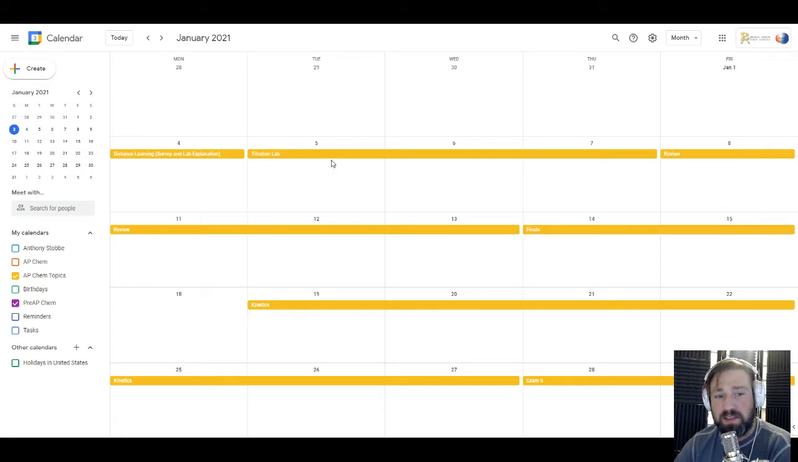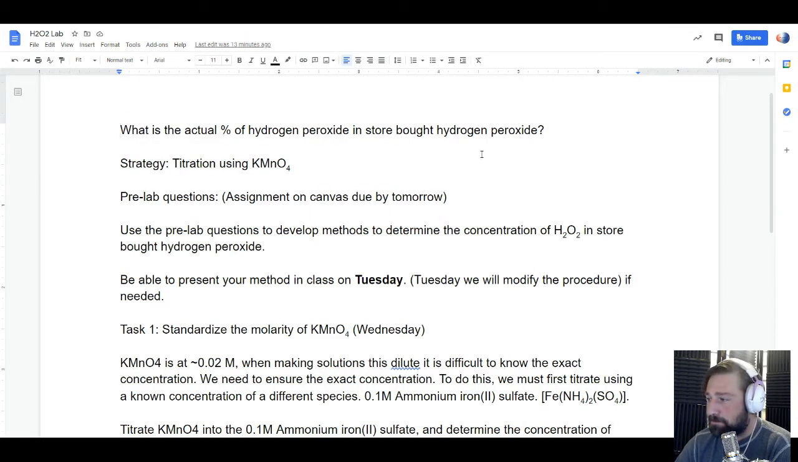Now let's talk about this lab that we're doing. This is going to be a fun lab. I like it. So basically, this is the question: what is the actual percent of hydrogen peroxide in store-bought hydrogen peroxide? If you go to the store and buy hydrogen peroxide, it's going to say 3%. Is it really 3%? Is it really that amount? Or are they jipping you?